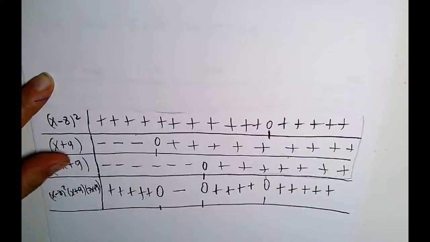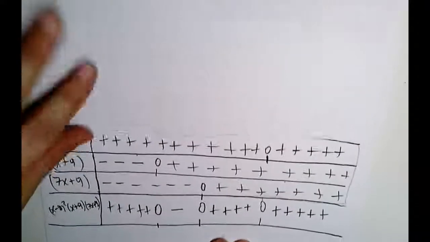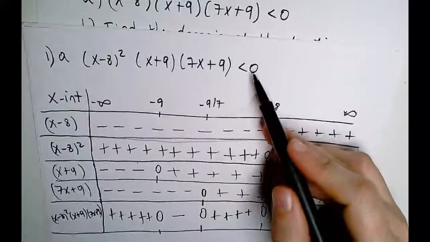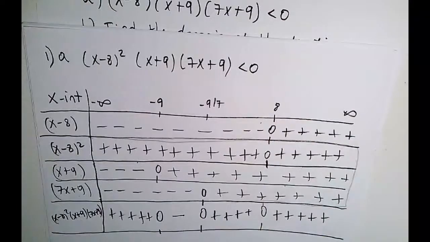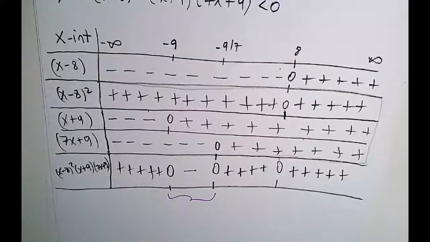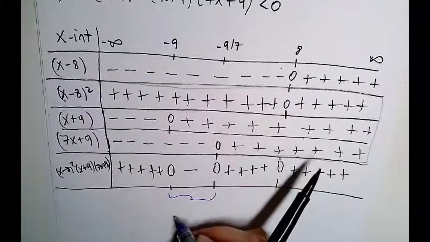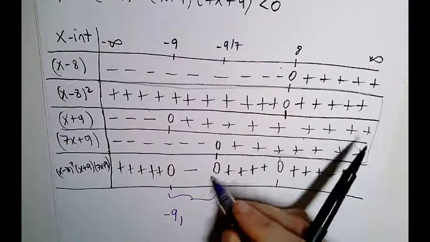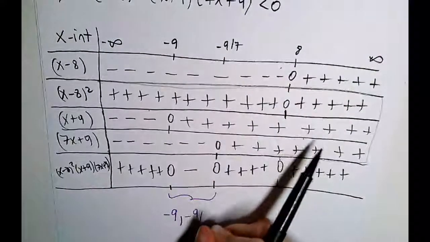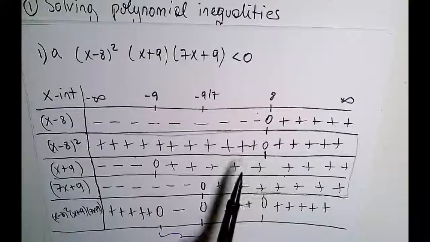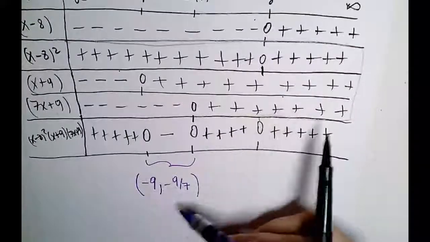So now we're going to read our answer from the last row. So where is this quantity right here less than 0? Well, I can see that it's less than 0 on this interval. So my polynomial is less than 0 from x is negative 9 to x is negative 9/7. And it's strictly less than 0, so I can't include 0, so it's going to be parentheses on both ends. If it was less than or equal to 0, then I would have put in brackets.